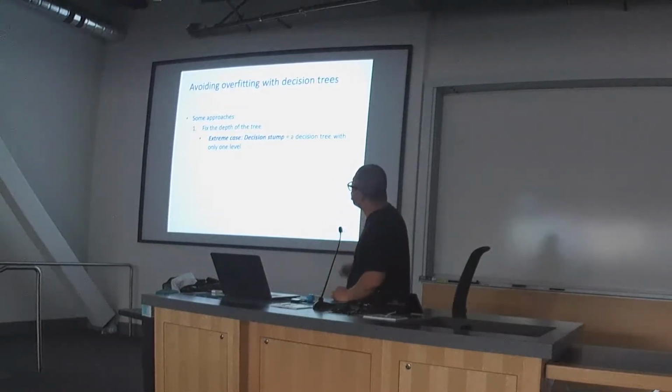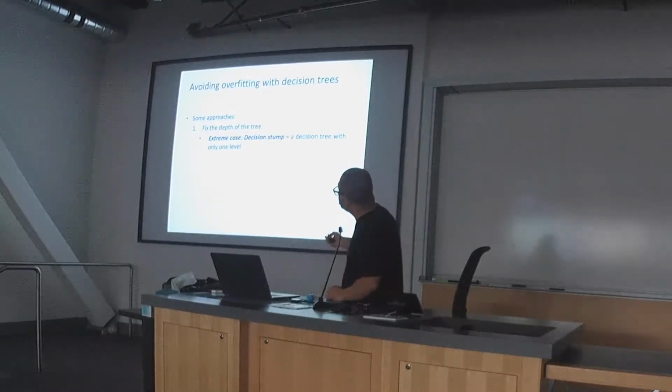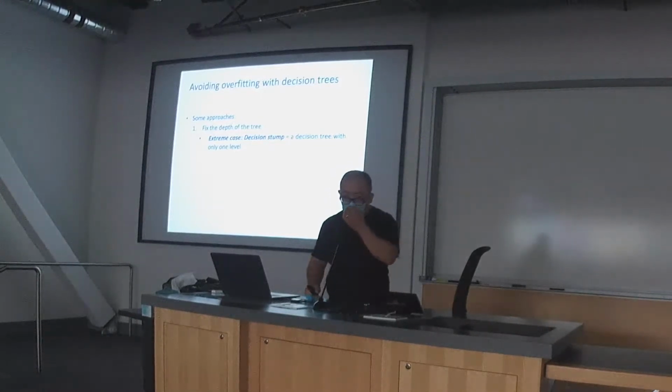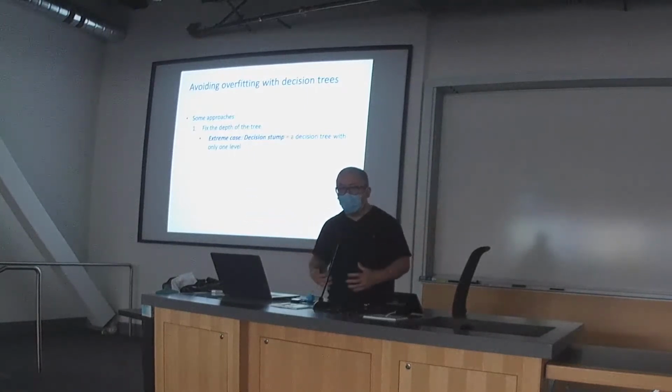And there are some extreme cases. If you just grow one level, such a tree is called a decision stump. And of course, if you set the maximum level to be 1, that's just too extreme. That won't work well in practice. That's kind of underfitting the data, right? But we'll see that when we talk about ensemble learning. A decision stump can serve as a very good base learner, and we can combine many weak learners like decision stumps together to assemble a very strong classifier.